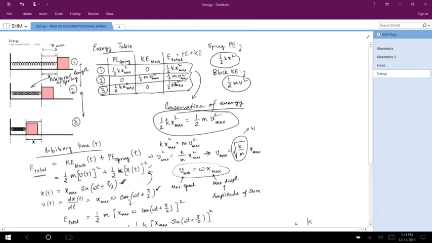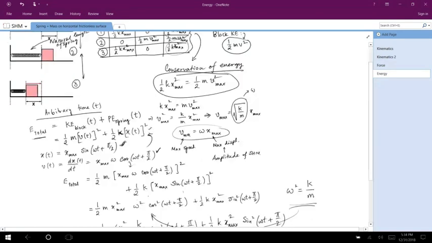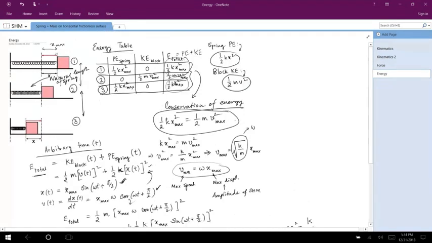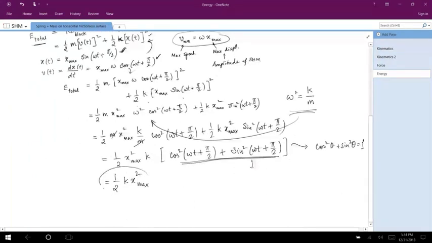Alright, let's go back to our total energy. For scenarios 1 and 3, we found that the total energy was 1/2 k x max squared, and that was equal to 1/2 m v max squared due to conservation of energy. And we find that the total energy, independent of what time we look at, is always equal to 1/2 k x max squared at any time.